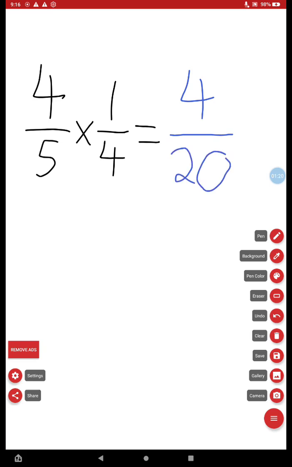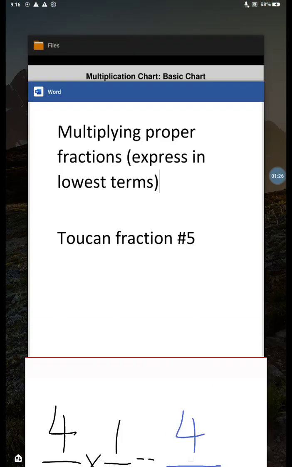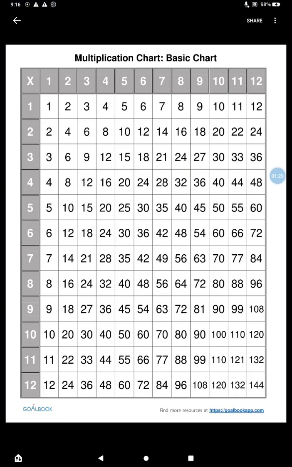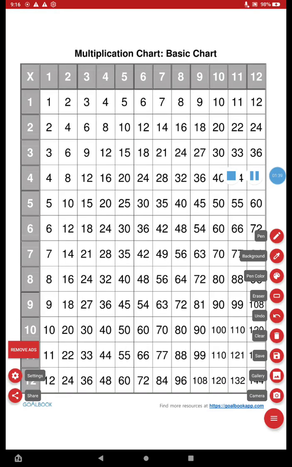Now last week you would have been done at 4 over 20, but today we're going to simplify. So let's look at our multiplication chart. Actually, let me insert this in our whiteboard so we can draw on it. All right, let's go to the 4 column. Let's circle the number 4. Let's circle the number 20. Do you see 20 below it? There it is.